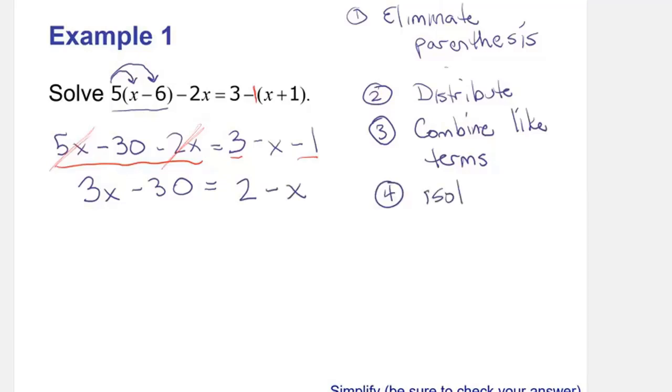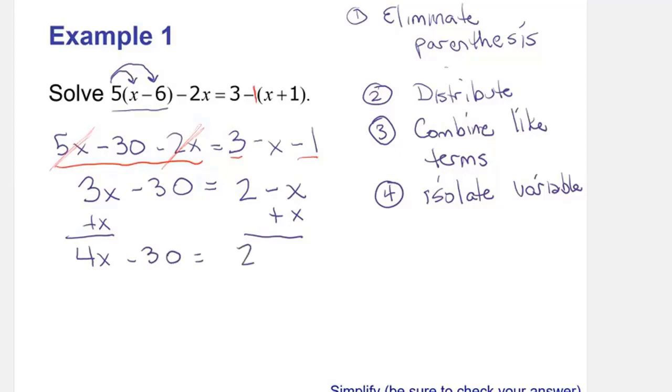Isolate my variable. Whatever I do to one side, I have to do to the other side. Here, I'm going to get my x's to the left-hand side. I leave the 3x there, but I'm going to add x to both sides. So I get 4x minus 30 is equal to 2. And minus x plus x cancel. That's why I added x, so that I could get rid of that x on the right-hand side.